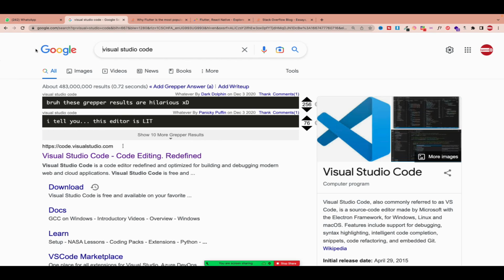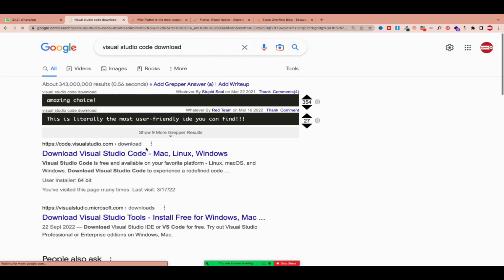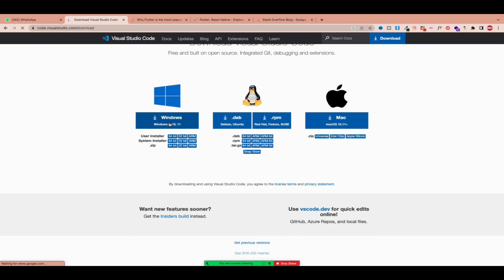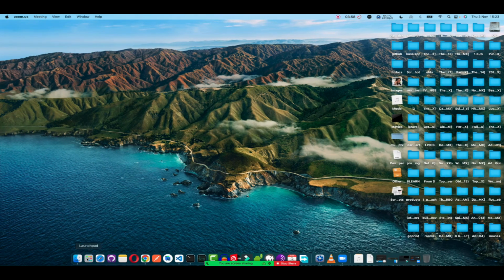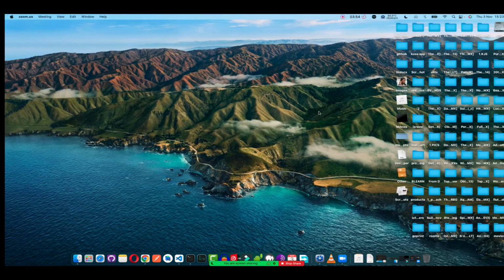I'll also show you the video how you can download it either on Windows or to your Mac. Just simply search Visual Studio Code download. You will be able to get the download from the first search result, and then go ahead and download for Windows, Linux, or Mac. When it finishes downloading, click on install. When it finishes installing, look for the icon and then go ahead and launch Visual Studio Code.